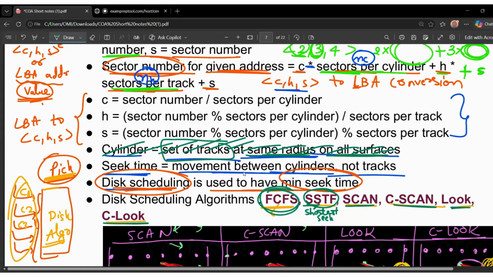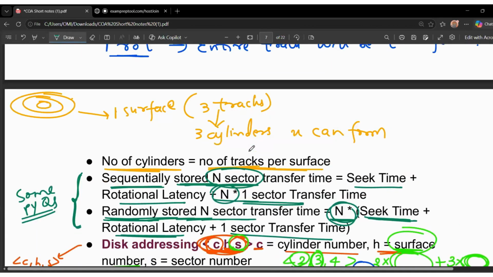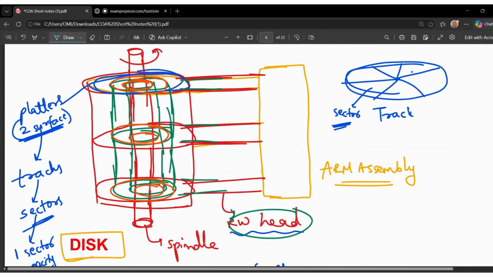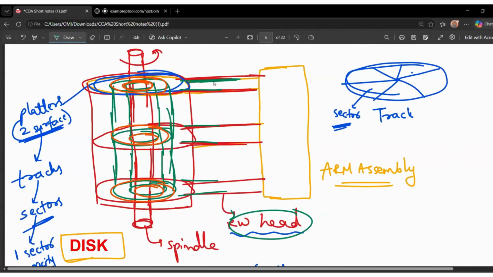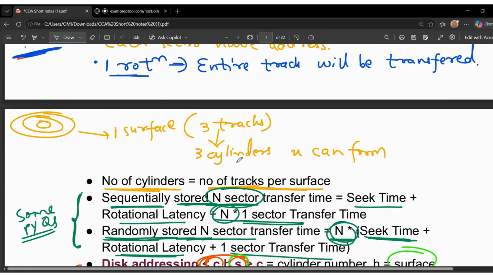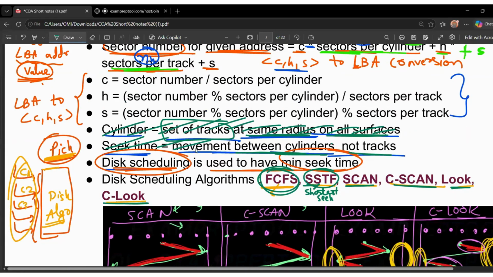Seek time will be the movement between the cylinders, not the tracks. So what is the seek time? If you look here, you have to move between the cylinders. This is the reader head only. The reader head will have to select one particular track. Maybe if you are confused, you can remove this. Movement between the cylinders.